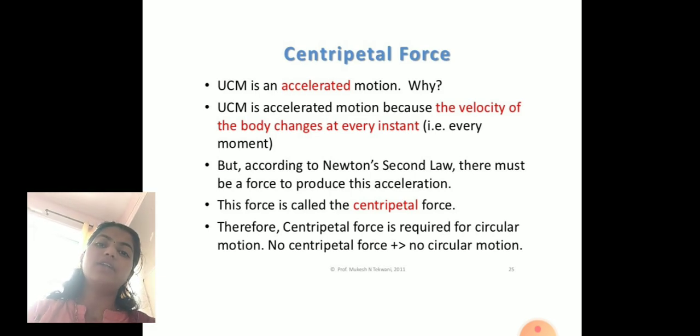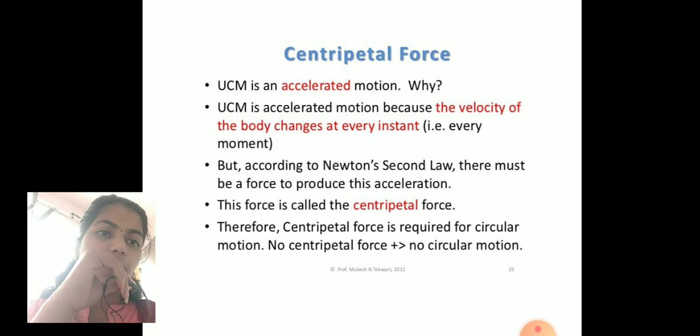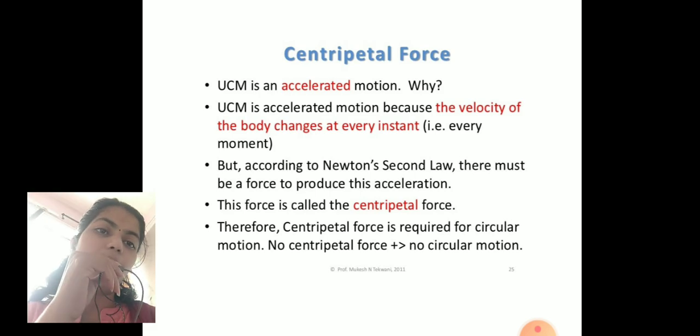It means that no body is in a stable condition; it is changing at any instant of time. But according to Newton's second law, there must be a force to produce the acceleration. According to Newton's second law, F equals ma. So there must be a force that produces this acceleration.